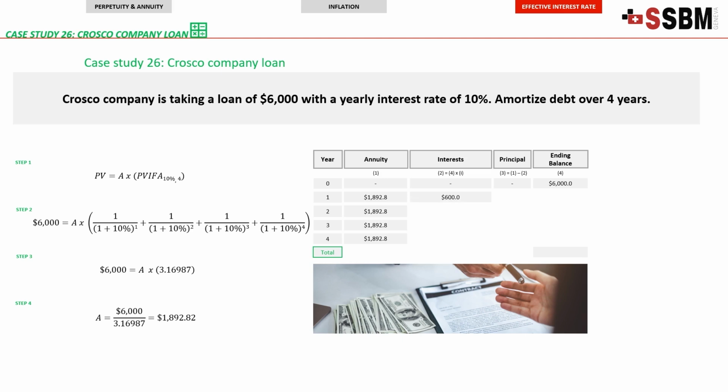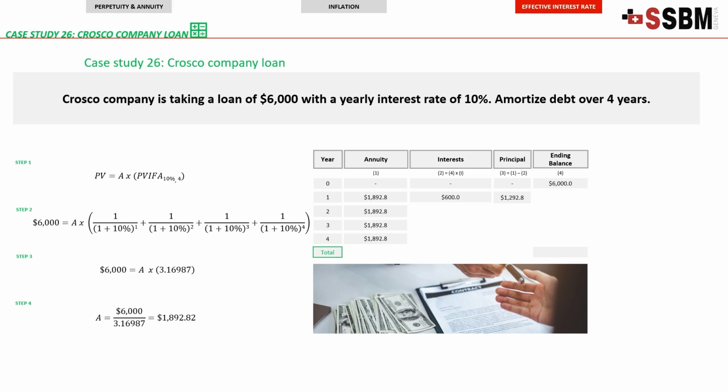So the next step is to calculate the interest. 600, how do you get it? 10% times the ending balance of 6,000 in the last column, it is $600 of interest that you have to pay at the end of the first year because you still have not repaid any principal amount.